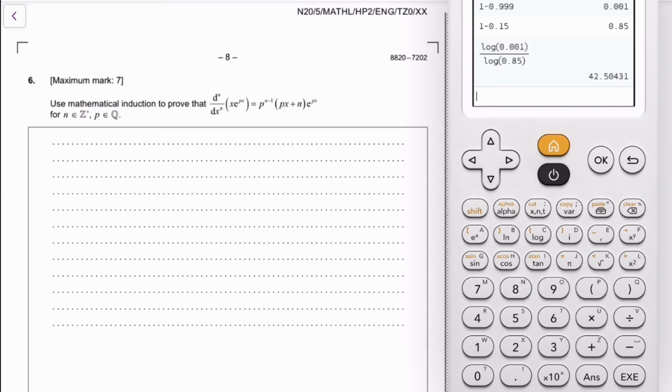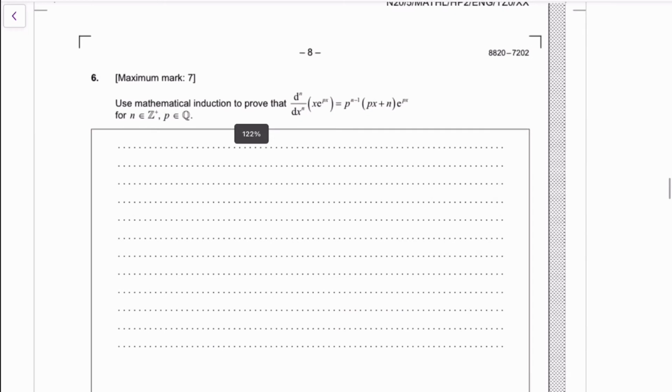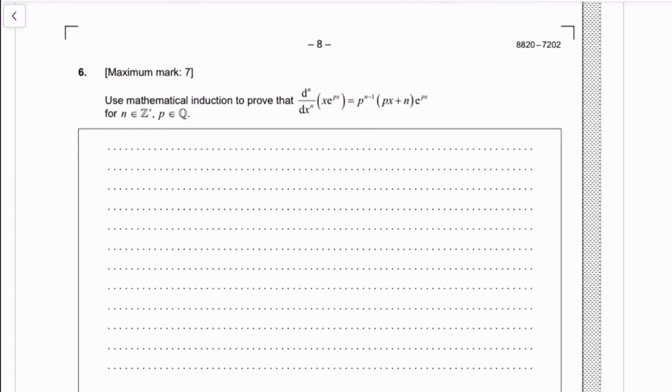Next, a mathematical induction problem. This is the differentiation type. Okay, let's do it. I don't think I need a GDC to do this. Okay, for n equal to 1.